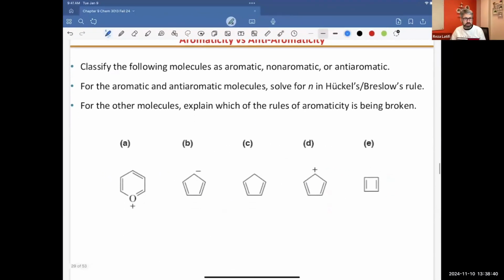Let's go through this example and try to figure out which one is aromatic or anti-aromatic. So pause the video here and try to practice all of them one by one.